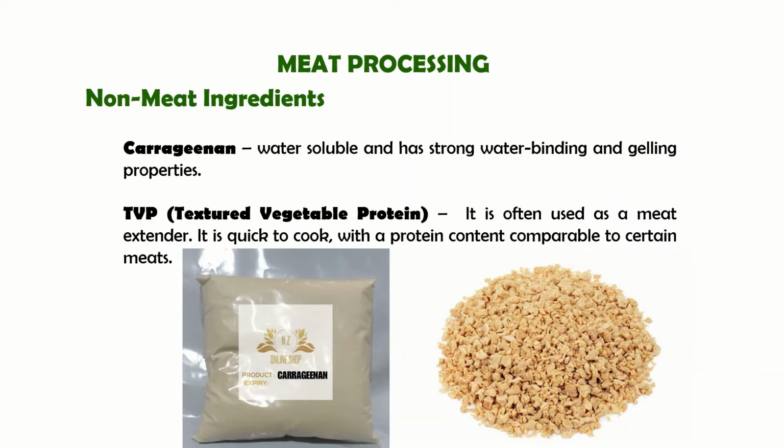TVP or textured vegetable protein is added in sizable amounts to increase the bulk of meat products. Itong TVP, ginagamit nila ito as extenders. Ibig sabihin, pangparami. Okay? Ever wonder why most of the corned beef we sell here in the Philippines is very cheap? Because it has a lot of extender. Not necessarily TVP, but mga extender ang ginagamit.